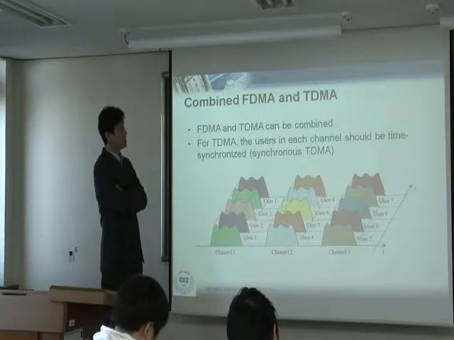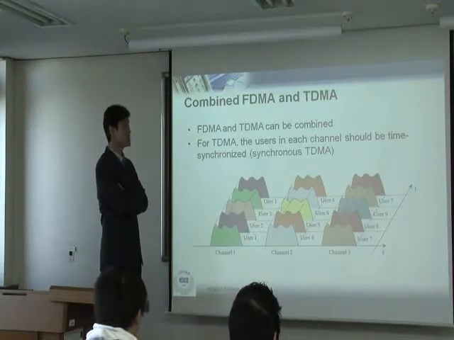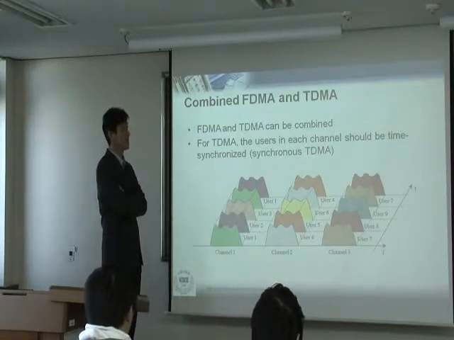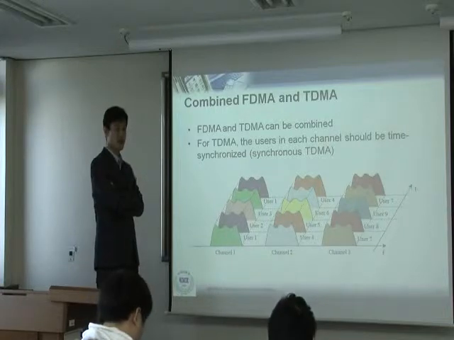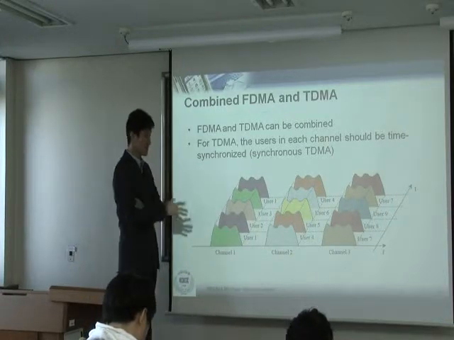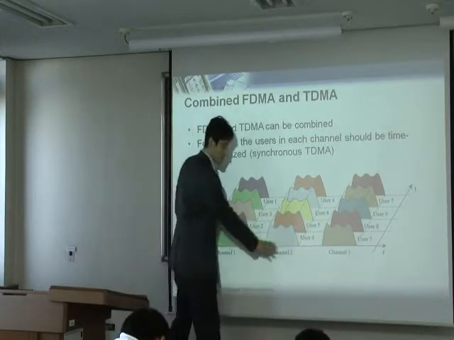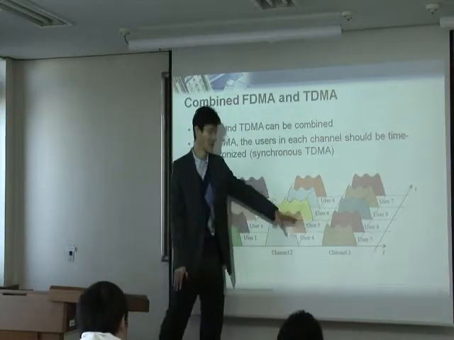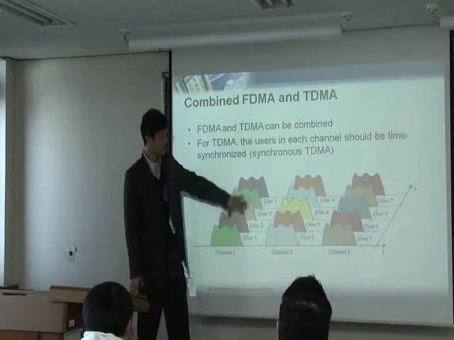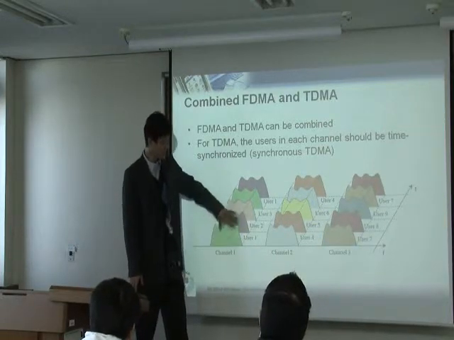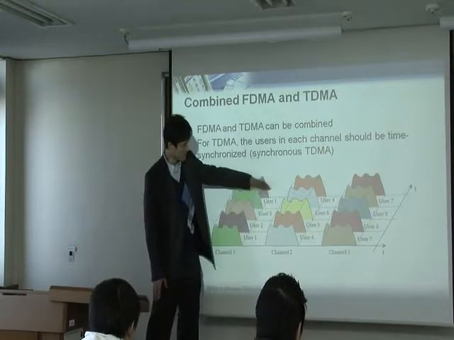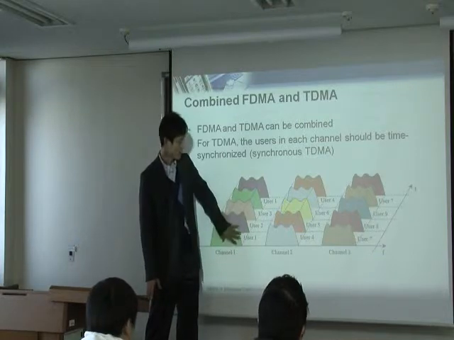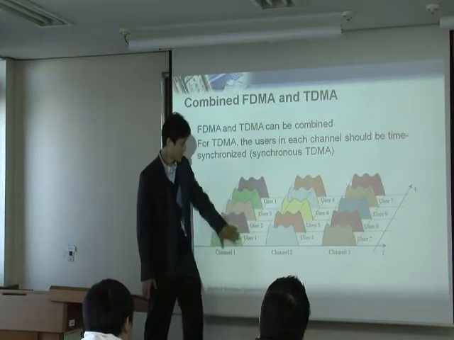In an actual system, they combine FDMA and TDMA. What that means is we have several different frequency channels. Let's say we have 3 different channels available, and for each channel, you make a TDMA. You have several different users for each channel.